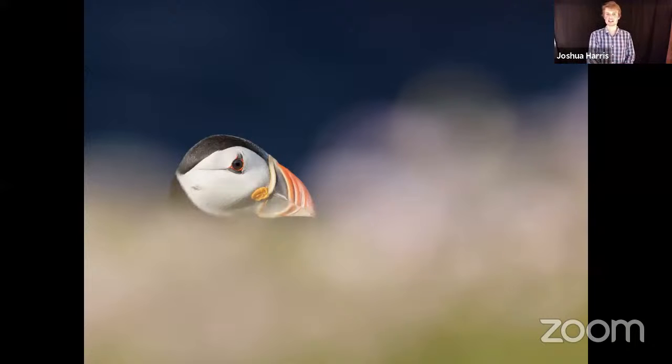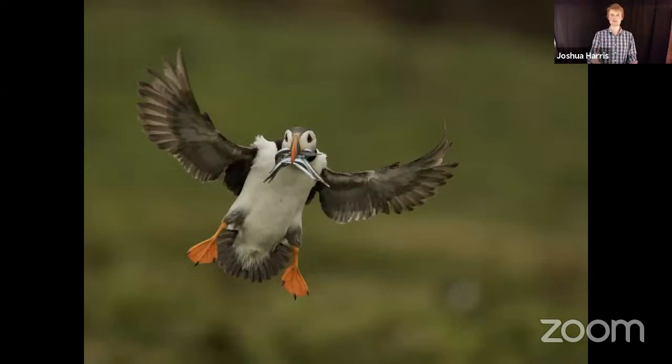Because this is a picture taken in Shetland, actually. It's one of the only two pictures that's not on Lundy. But this just illustrates the classic puffin photo. It's just a nice portrait of a puffin standing on the clifftop, and it's really nice. Well, similarly here on Skomer, it's a puffin flying in with the fish, and it's the classic thing that everyone goes and photographs.